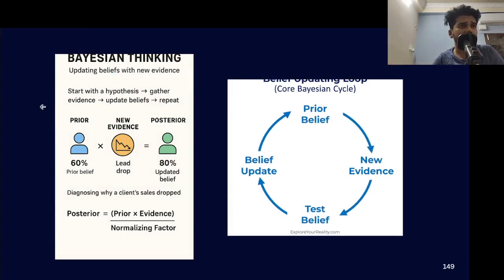So what is Bayesian thinking? That is, you update your beliefs with new evidence. That is, you start with a hypothesis, you gather evidence, and then once you get new evidence, you're like, okay, I change, I'm better now. The idea is basically, once you get evidence, you test whether it fits your understanding or not, and if it doesn't, you update your understanding, right?